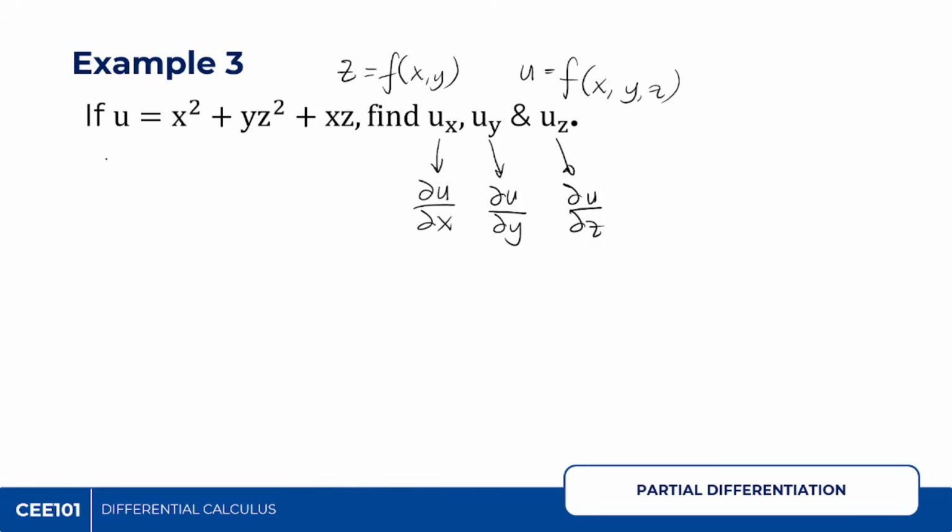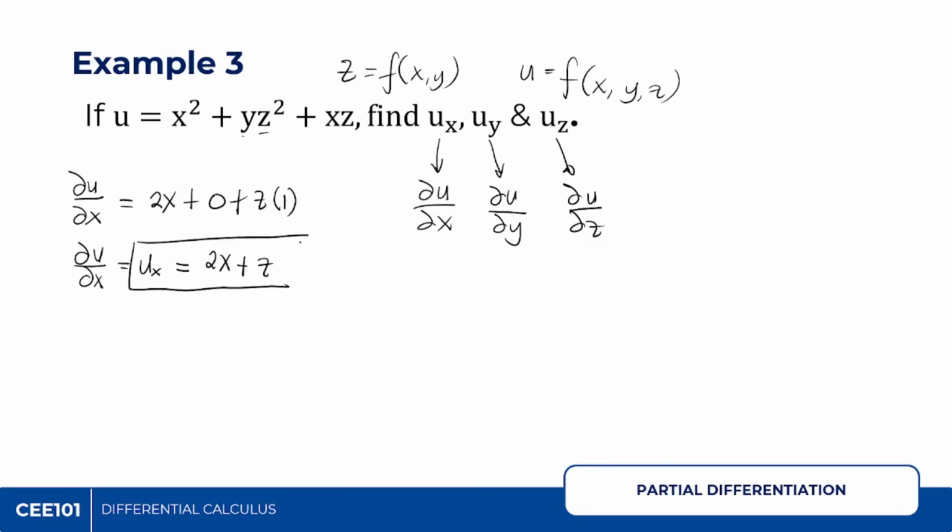Okay, let's start with u sub x, or that is the partial derivative of u with respect to x. So, we will be treating y and z as constants because we are partially deriving the u function with respect to x. So ito lang yung madiderive natin. That is 2x. So ito, that will be 0. Ito naman, since meron tayong x dito, then z is a constant, so derivative ng x is equivalent to 1. So therefore, yung partial derivative ng u function with respect to x, or that is u sub x, is equivalent lang sa 2x plus z. So this is your answer for this first unknown.